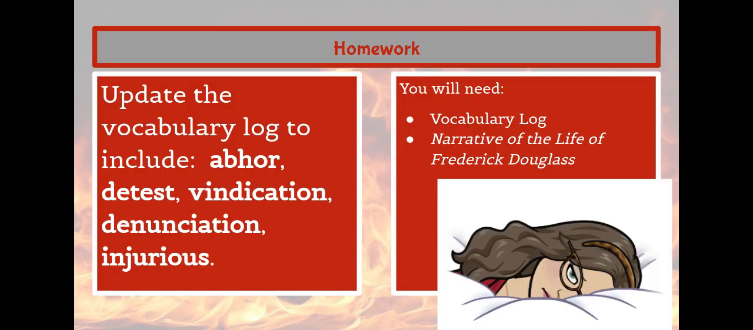Now for homework. You are going to update the vocabulary log to include the following words from Narrative of the Life of Frederick Douglass, an American Slave: abhor, detest, vindication, denunciation, and injurious. For this, you will need your vocabulary log, and your copy of Narrative of the Life of Frederick Douglass, an American Slave by Frederick Douglass.